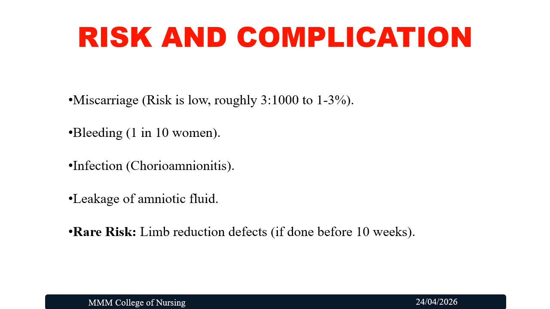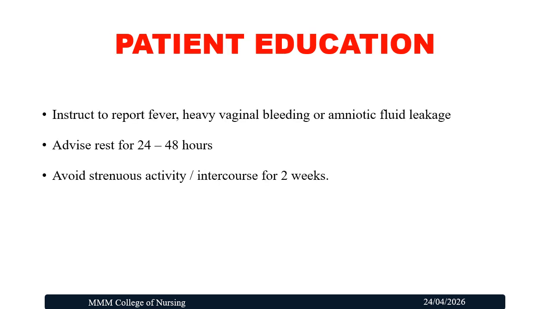Risk and complication: miscarriage 3 in 1000, 1 to 3%, bleeding in 1 in 10 women, infection, chorioamnionitis, leakage of amniotic fluid. A rare risk is limb reduction defect if the procedure is done before 10 weeks of gestational age.